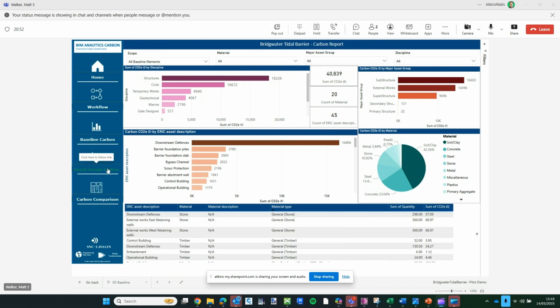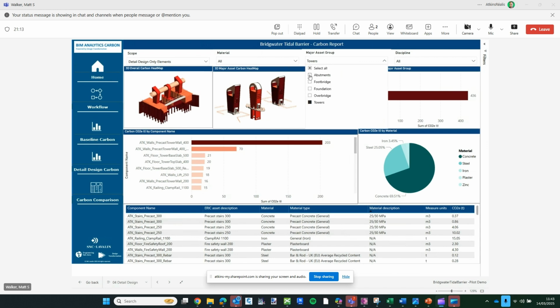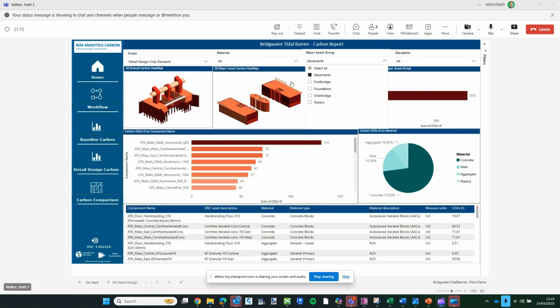We then have our detailed design carbon dashboard, which is the important one for us, I think, in doing the detailed design. So these colors represent a heat map. The deeper the color, the more carbon in that particular element of the structure. So we're able to investigate those separately by looking with these drop downs.